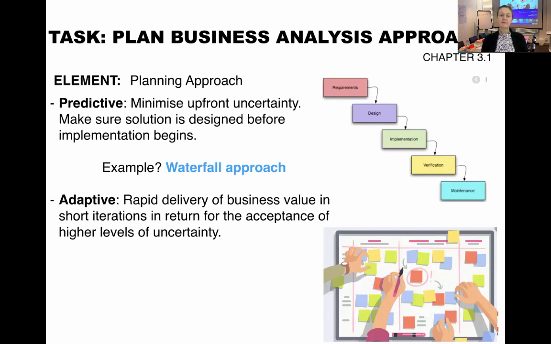And then, of course, the adaptive approach, which is basically an agile way of working. So with an adaptive approach, you have rapid delivery of business value in short iterations in return for accepting that there are higher levels of uncertainty. So nothing gets over-analyzed or over-designed. It's broken down and it's accepted that there are things that you don't know before you start implementing. So just be mindful of these 2 approaches. For the exam, know what a predictive approach is, what an adaptive approach is, and understand their attributes.